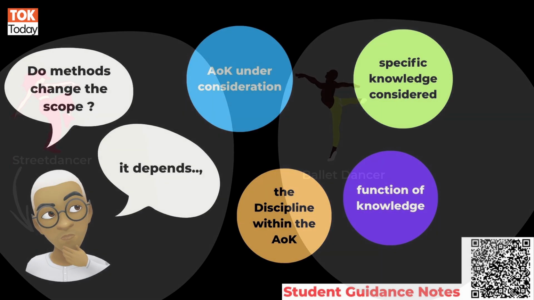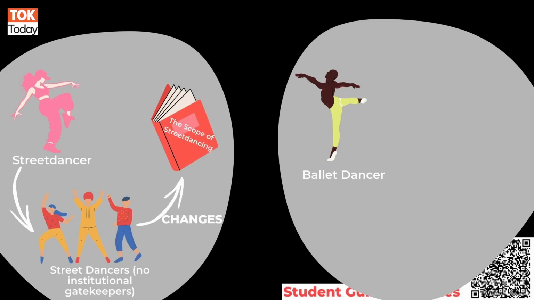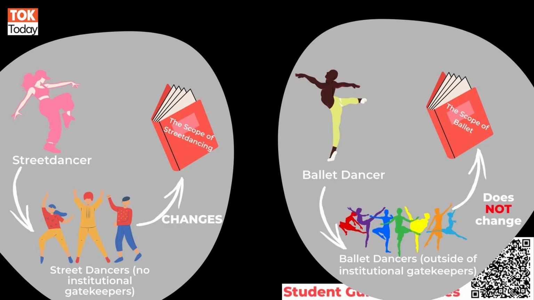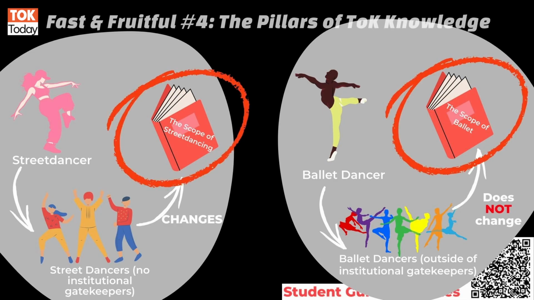Let's take 2 examples, street dance and ballet. If the methods of the production of knowledge of street dancers are changed by street dancers, then yes, the scope of street dance probably does change. However, if the methods of production of the knowledge of ballet are changed by people outside of the institutional gatekeepers of ballet, then no, the scope of ballet probably does not change. It depends. It depends on who is changing the methods, why they're changing the methods, and most of all, what are we defining as the scope of street dance and the scope of ballet?